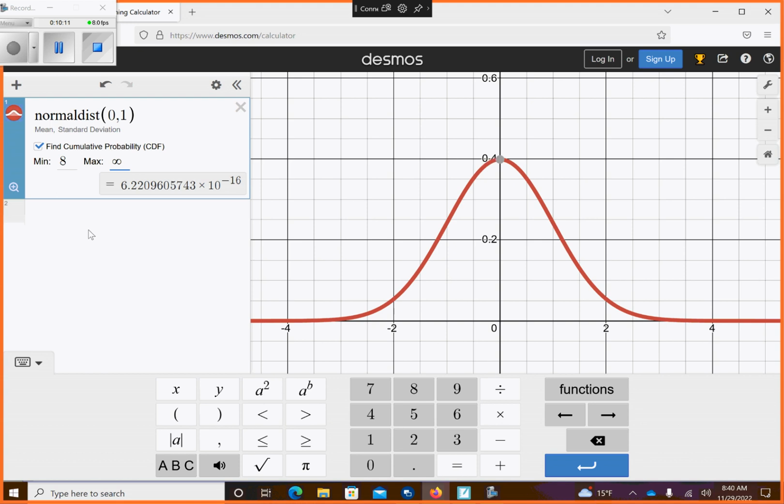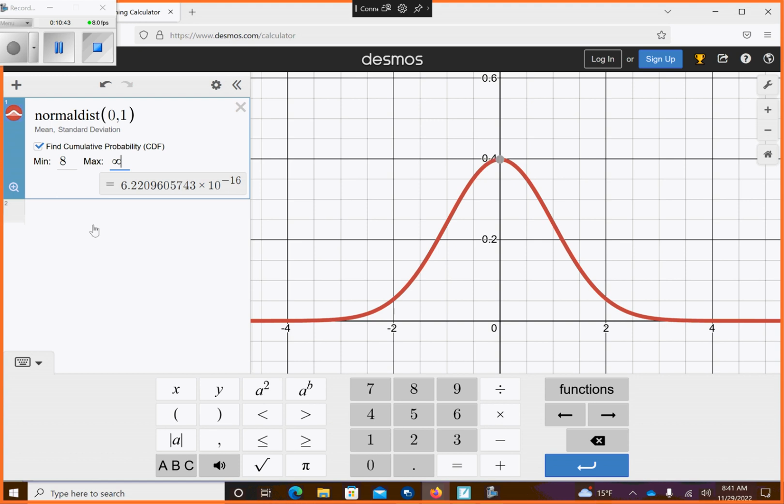So the answer to this, if you were that one kid in CP Algebra 1, is like, dude, I can count. And you're like, okay. So the real answer to this is 0.000000000000006. So how many zeros is that? 15 zeros. Yeah. So something that's 8 standard deviations.